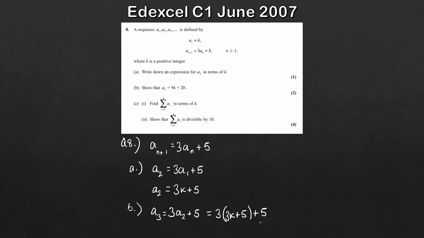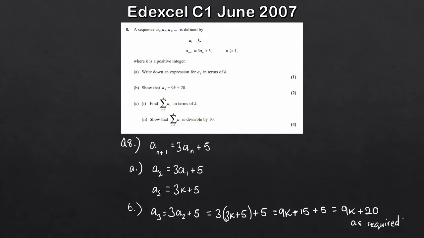And at this stage now, we just need to simplify it and obtain the expression that we're given. 3 times 3k, that's 9k. 3 times 5 is 15. So 9k plus 15, and then we've also got the extra plus 5 here at the very end. And if we simplify this expression, we get 9k plus 20, which is what we wanted to find there for A3, so as required for part B there.